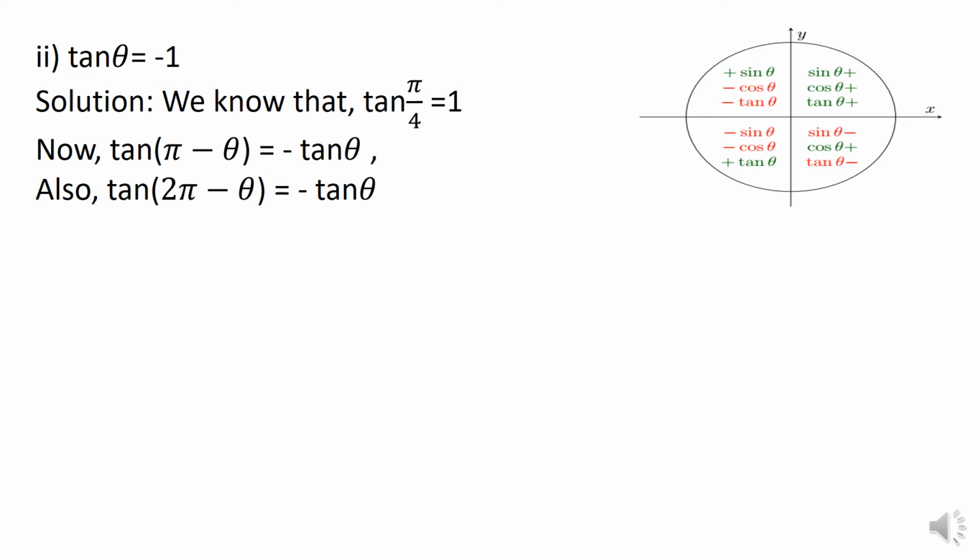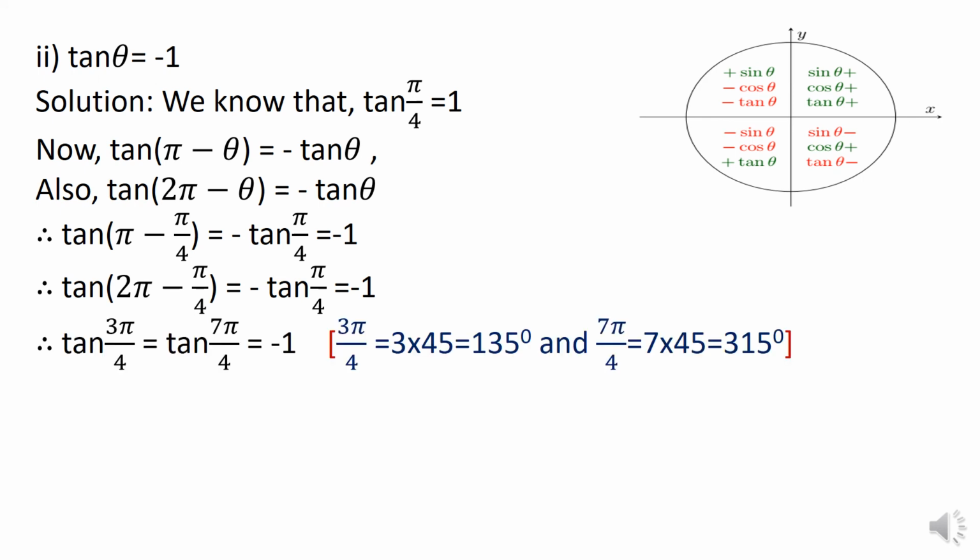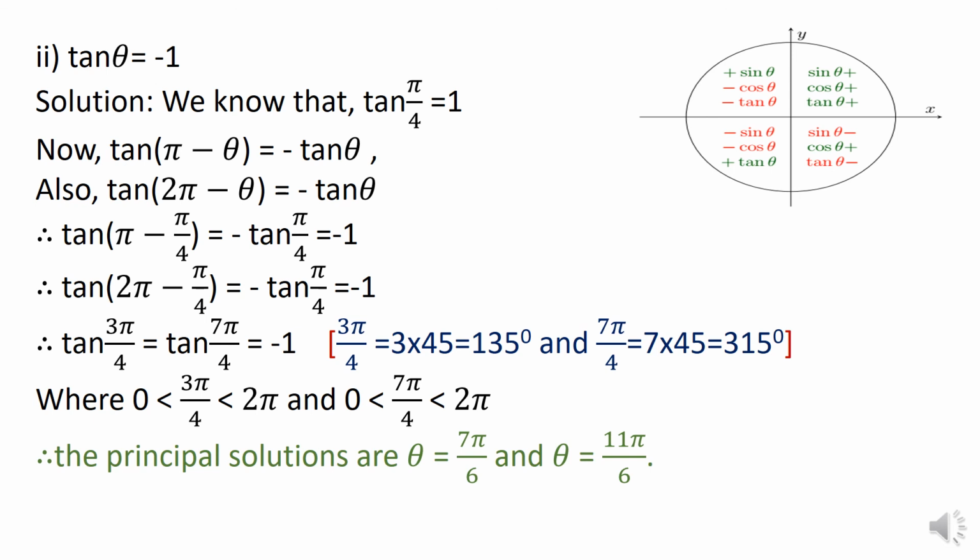Next step, same thing, substitute theta as pi by 4. So, tan pi minus pi by 4 and also tan 2 pi minus pi by 4 both give us minus tan pi by 4. Thus, tan 3 pi by 4 is equal to tan 7 pi by 4, and both of them give us minus 1. Now 3 pi by 4, you already know, is 135 degrees and 7 pi by 4 is 315 degrees. Thus, we check whether both of them lie between 0 and 360. Yes, they do lie between 0 and 2 pi, that is 360. And thus, these are the solutions for the equations.